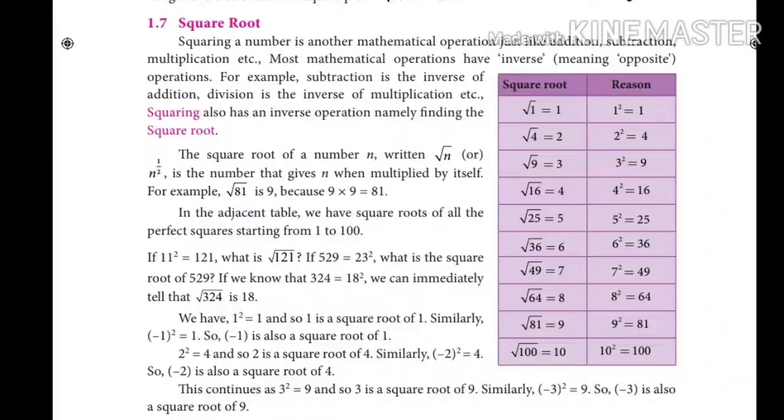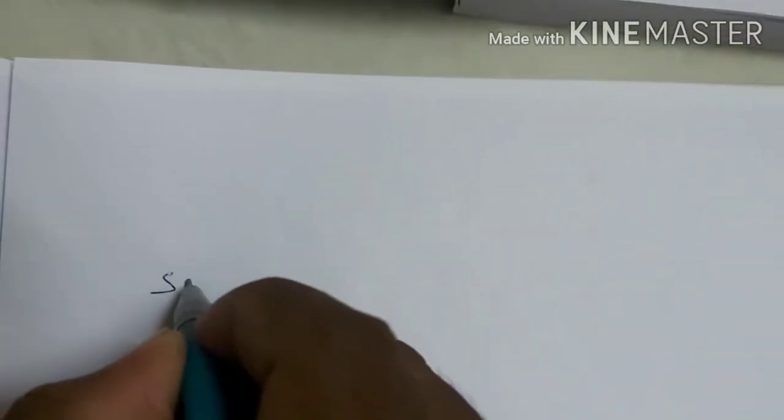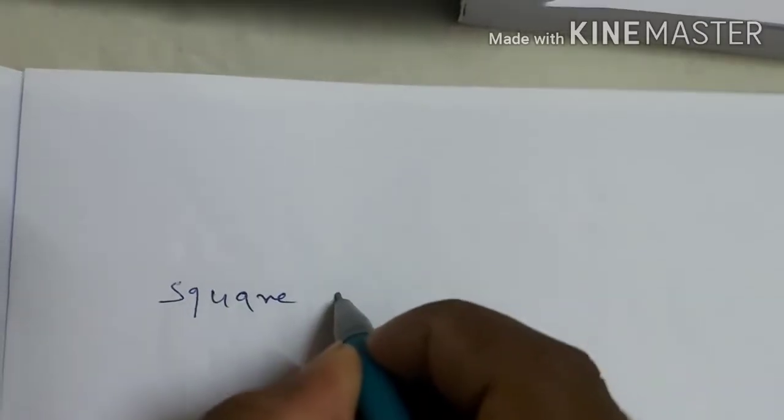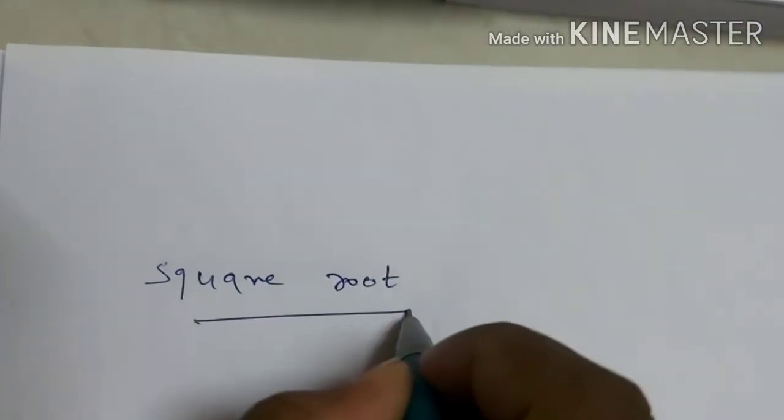Most mathematical operations have an inverse, meaning an opposite operation. For example, subtraction is the inverse of addition, division is the inverse of multiplication, etc. In the same manner, the inverse of squaring a number is the square root. Square root.